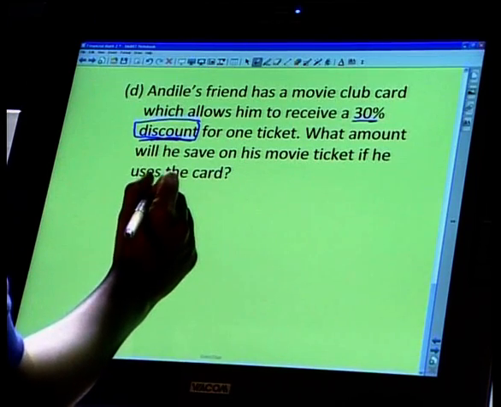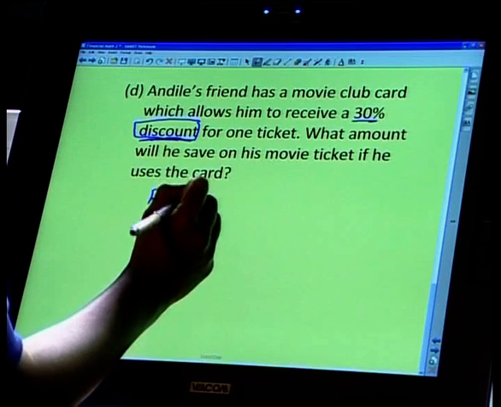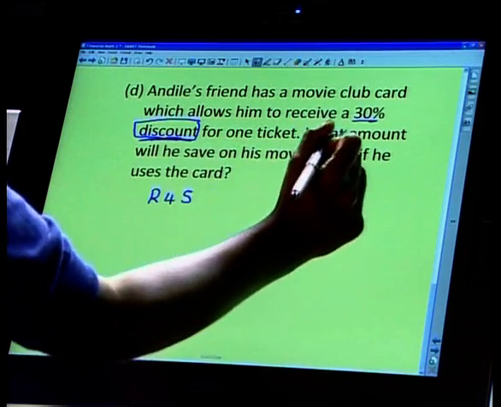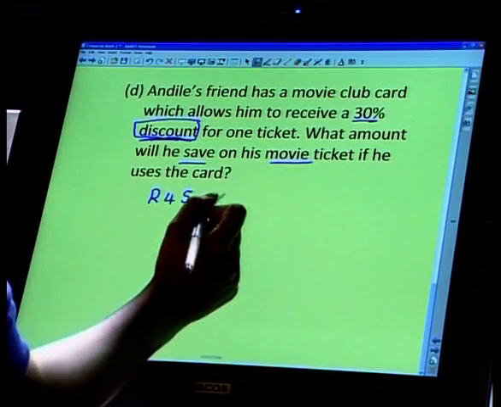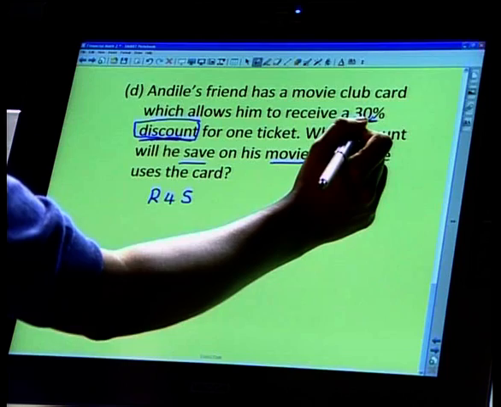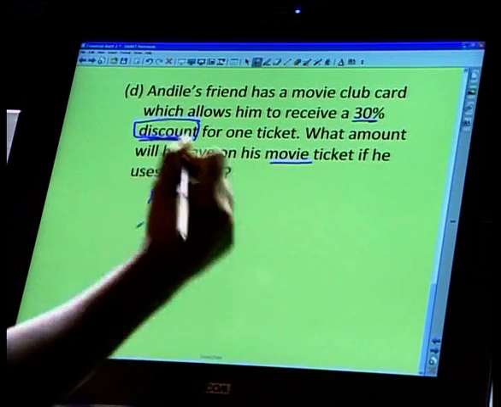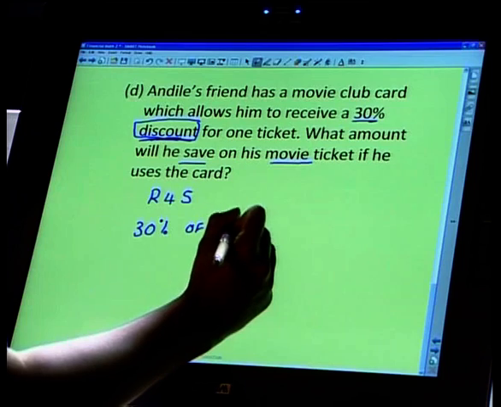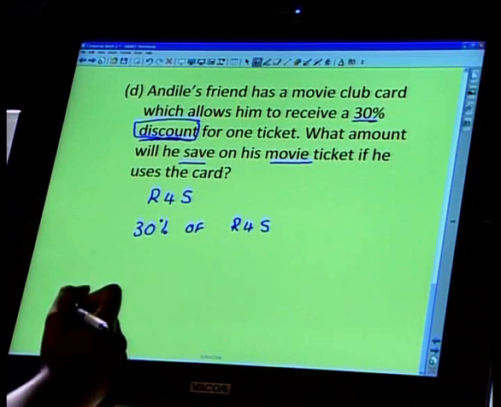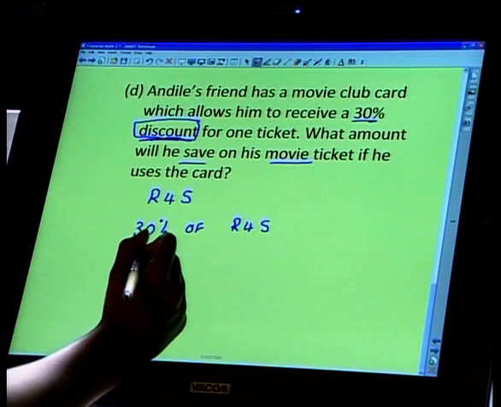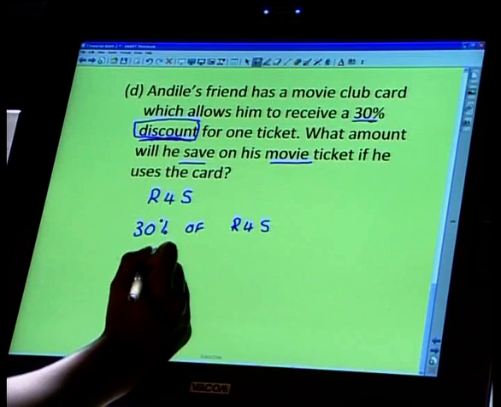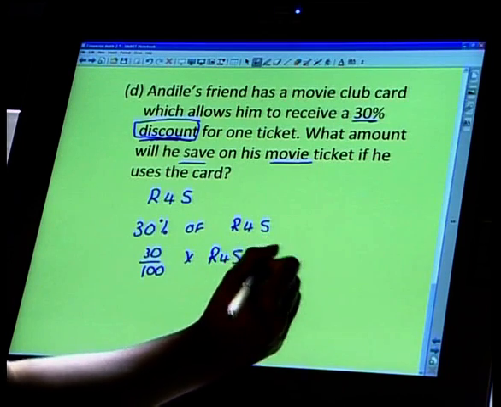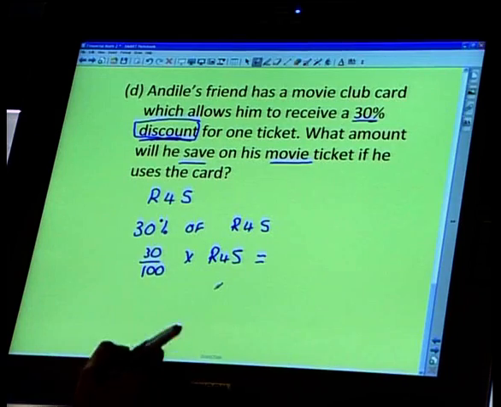So we know that a movie ticket costs 45 Rand. We've just worked that out. And we want to know what amount he will save on this movie ticket. So we know that the card gives him a 30% discount. So he will be allowed to save 30% of the 45 Rand. That's what the discount is equal to. So 30%, we need to work that out as a fraction, as 30 over 100 times 45 Rand. And this will tell us what discount he is entitled to.